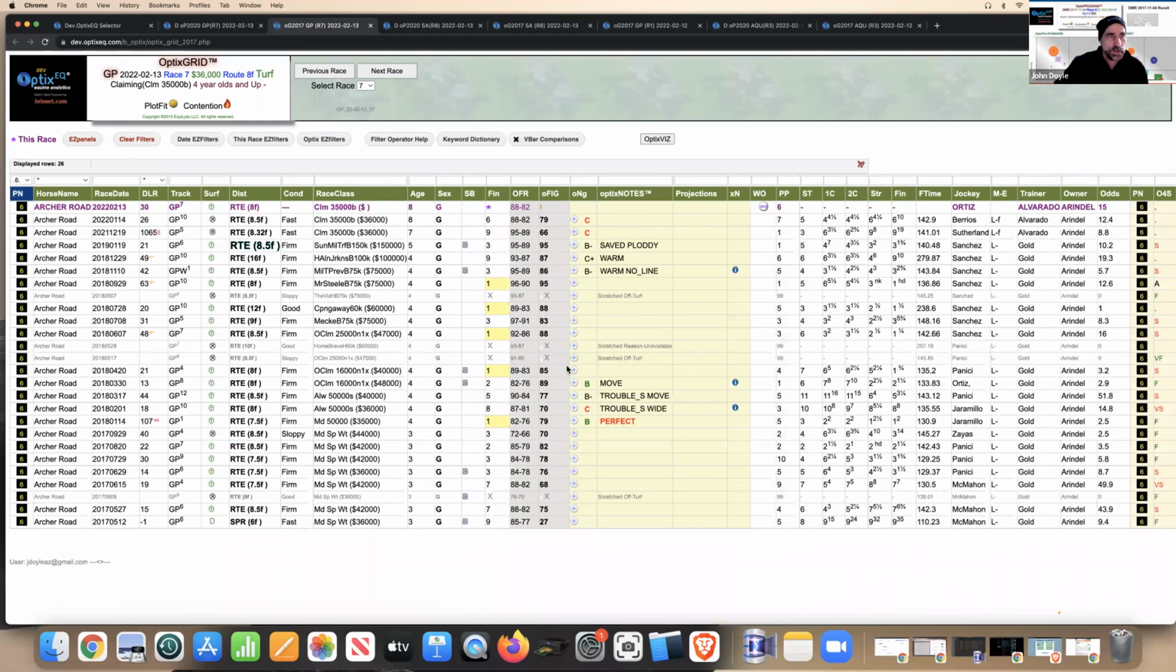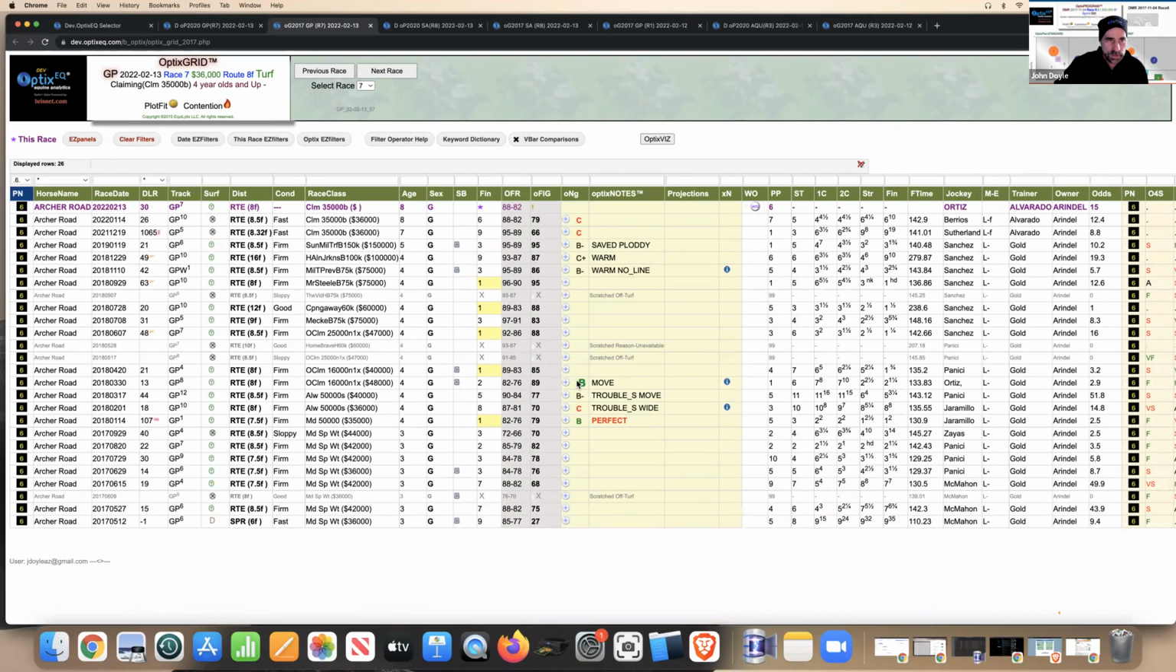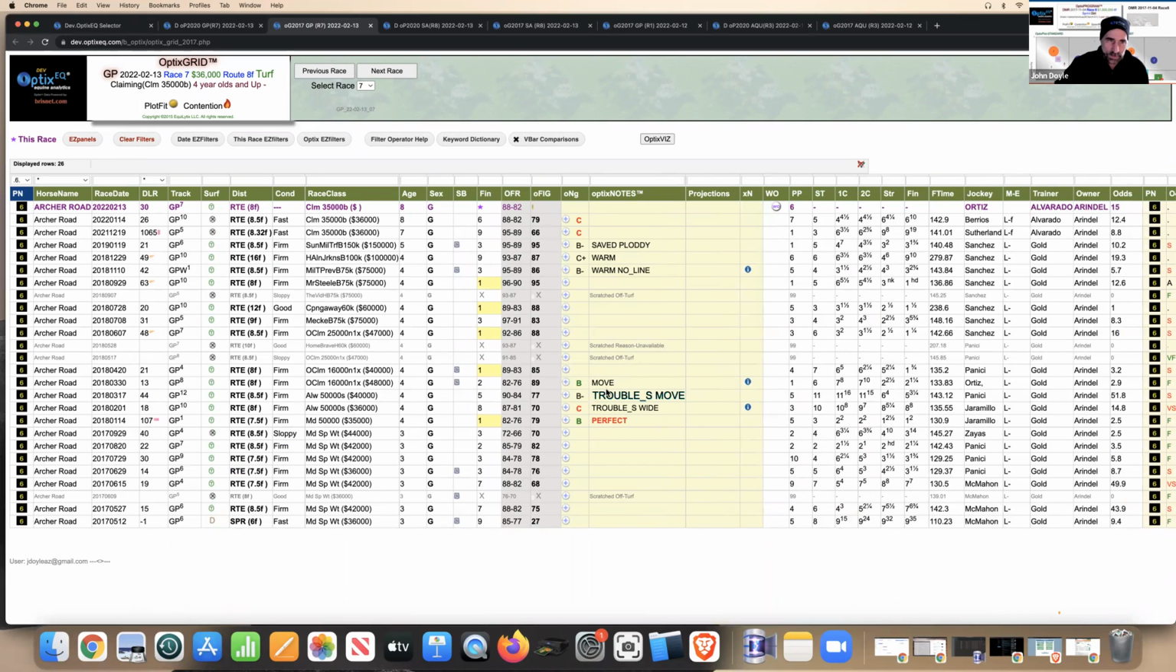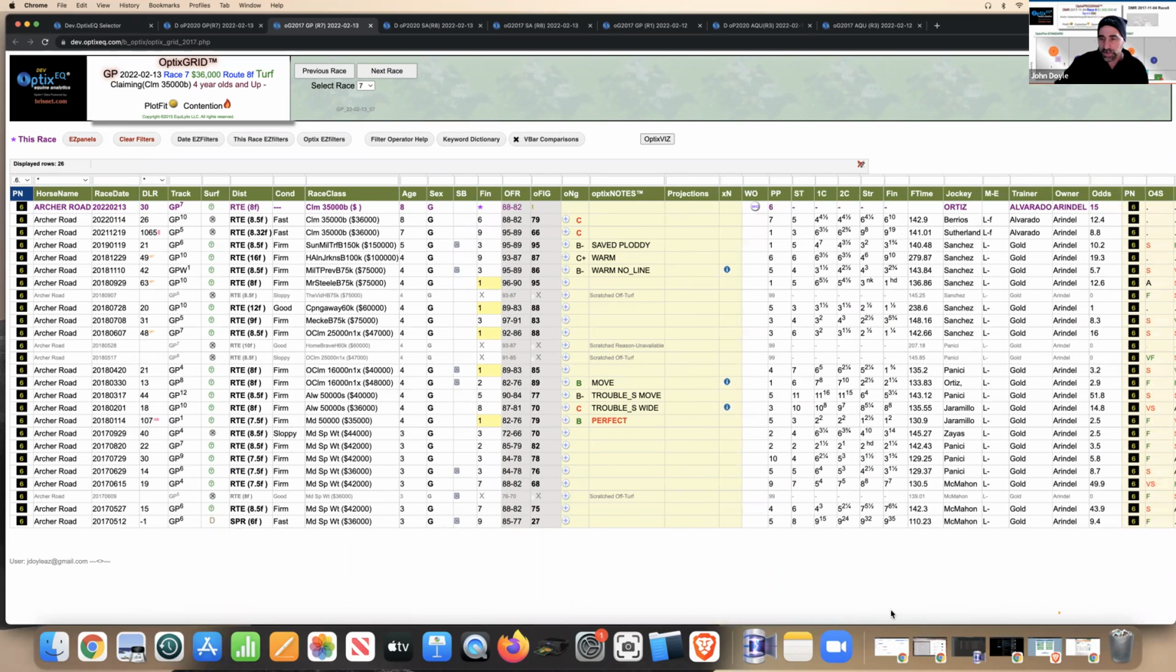Number 6 looks better to me, and he's kind of sneaky. This is an 8-year-old. Okay, that's tough to take. Sometimes these horses, you think they've had it. And he came off, you can see that 1,065-day layoff. That's over 3 years. He came back, he ran a dull 66 against better horses.